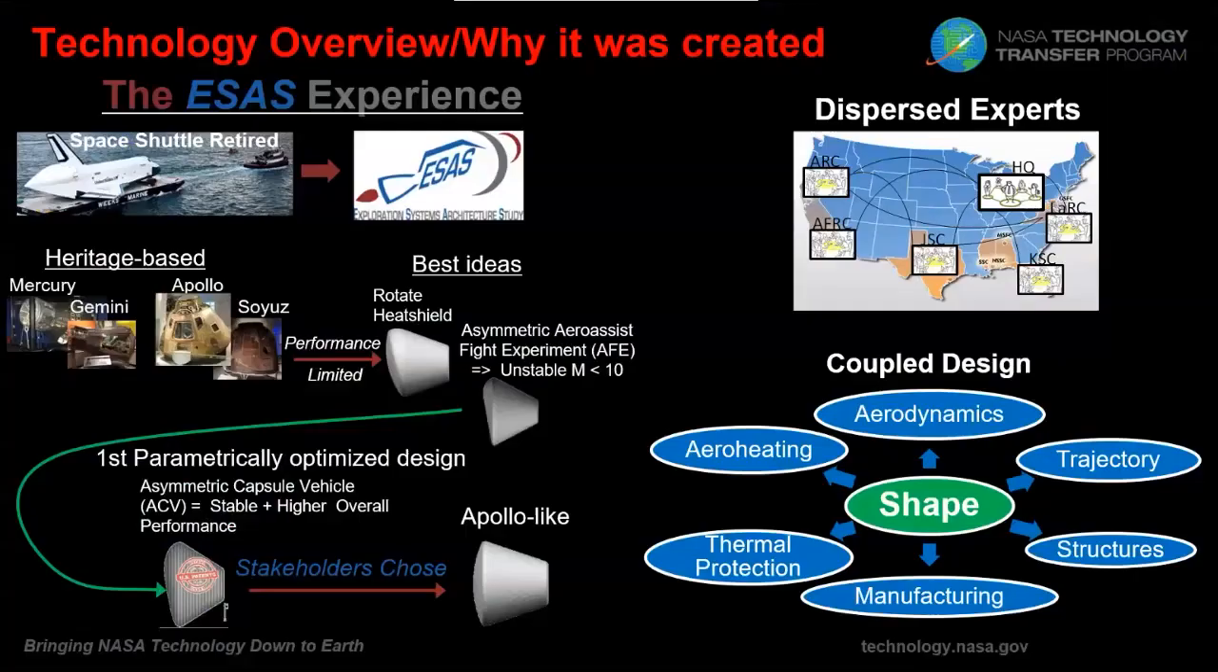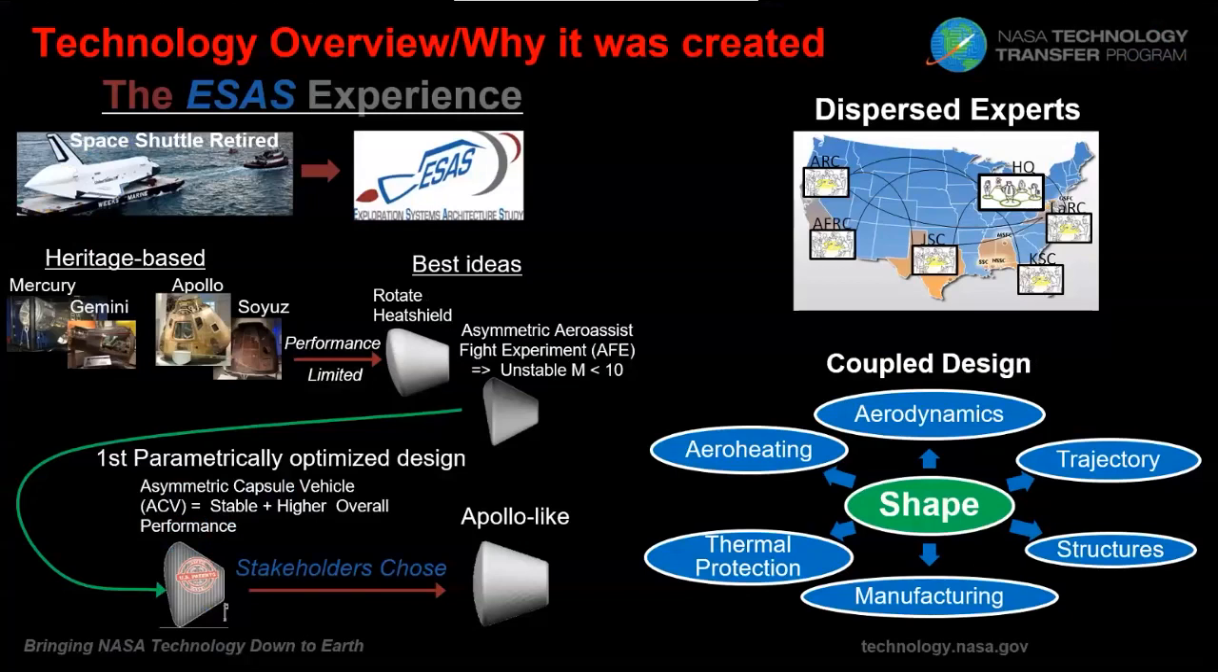Next slide. So a key motivation for the development of this process was what I call the ESAS experience. In 2005, as the shuttle was being planned for retirement, NASA commissioned a 90-day study to explore entry vehicle concepts that would have replaced the space shuttle and specifically avoid impact during launch. And the first things that were being proposed were heritage-based capsule concepts. However, headquarters wanted us to look at something that had a little bit more performance.